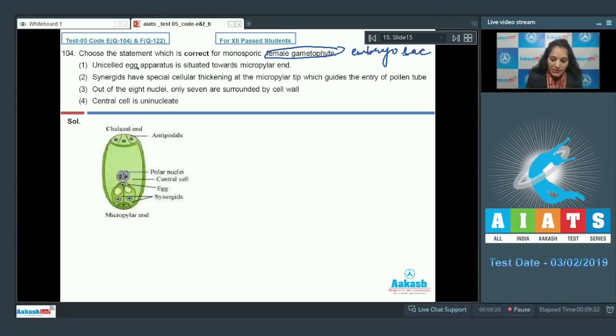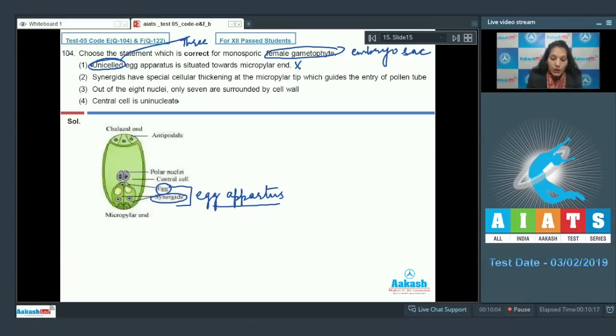First option, unicelled egg apparatus. You can see here the egg apparatus includes egg and the synergids. So egg is one-celled. Synergids, there are 2 synergids. So this egg apparatus has 1 egg cell and 2 synergids which forms 3-celled. So egg apparatus is not unicelled, it is 3-celled. So this statement is incorrect.